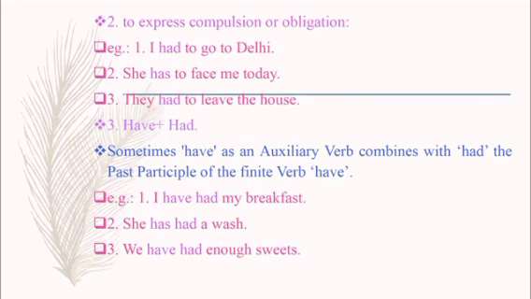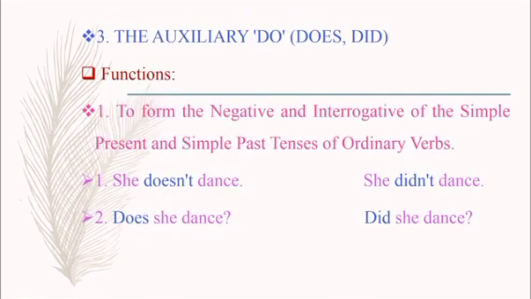Third one is the auxiliary do. In other words, do form of verbs such as does, did. Let's see the functions. The first function is to form the negative and interrogative of the simple present and simple past tenses of ordinary verbs. Let's see the example sentences. She doesn't dance. She didn't dance. Does she dance? Did she dance?